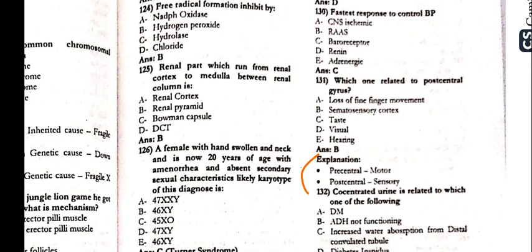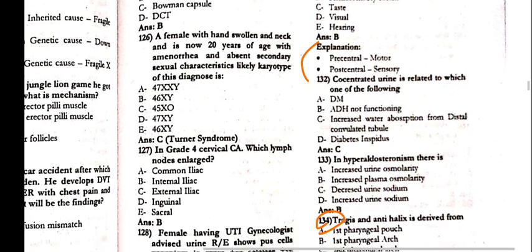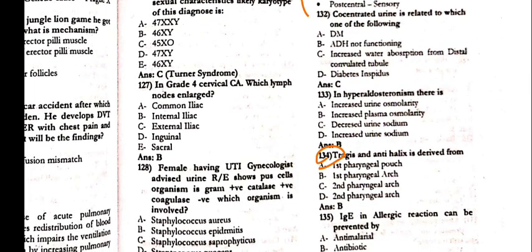125. The renal part which runs from the renal cortex to medulla between the renal columns is the renal pyramid. 126. The female with a swollen hand and neck, now 20 years of age with amenorrhea and absent secondary sexual characteristics. That is definitely Turner syndrome. 127. In grade 4 cervical carcinoma, which lymph node is enlarged? The internal iliac.